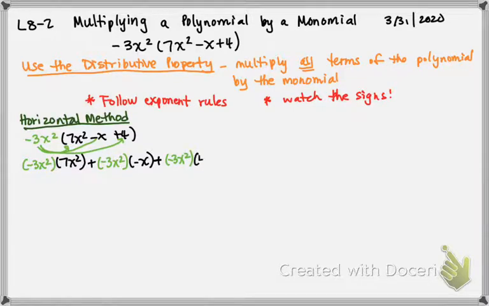So this is the brain step, and the result of doing that gets us negative 3 times 7 is negative 21, x squared times x squared, well, 2 plus 2 is 4. So I get negative 21x to the fourth. Now this one I'm going to look at signs before I place it in. So I have a negative 3 times a negative 1. That's going to give me a positive 3. X squared times x, 2 plus 1 is 3. And then I have a negative 3 times a 4 is a negative 12, and then the x squared. And there's the answer. Okay.